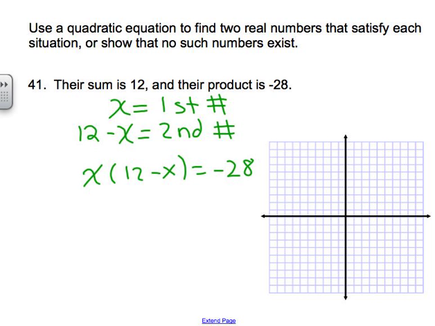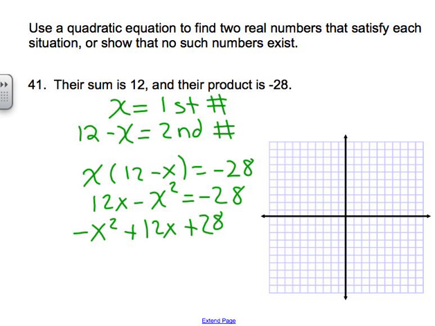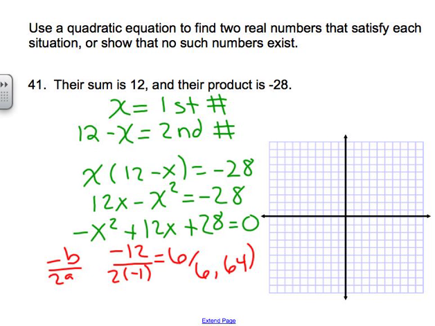Go in and use my distributive property. I have 12x minus x squared is equal to negative 28. Setting it up to solve, I have a negative x squared plus 12x plus 28 is equal to 0. Coming in, using my negative b over 2a again, I can find my x coordinate, negative 12 over 2 times negative 1. I come up with 6. My ordered pair would then become 6, 64, after I plug the 6 in.